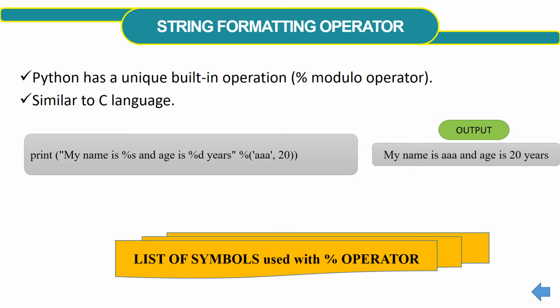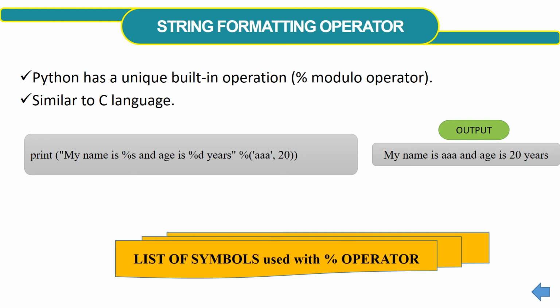Python has a unique built-in operation which is called the modulo operator. This is called the string formatting operator, which is similar to the formatting operator used in the C programming language. Here I have given an example: print "My name is %s and age is %d". Here %s is a string that we are going to use, and %d is a signed integer. So the output will be printed as: My name is A and age is 20 years.